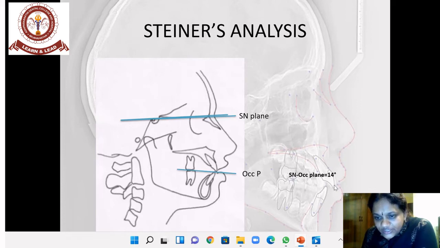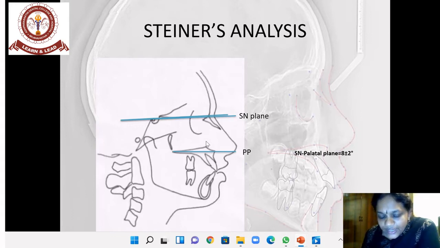Then your SN to occlusal plane, your functional occlusal plane, and the angulation of that occlusal plane in relation to your SN plane. This tells your relative rotation of maxilla, whether it is clockwise or anti-clockwise rotation of maxilla. The same is palatal plane orientation to your SN plane. Normally it should be 8 degrees plus or minus 2 degrees. Again, this also tells you the relative clockwise or anti-clockwise rotation of maxilla to the cranial base.